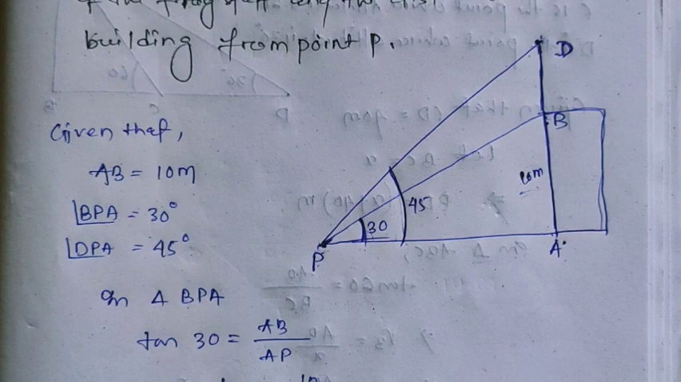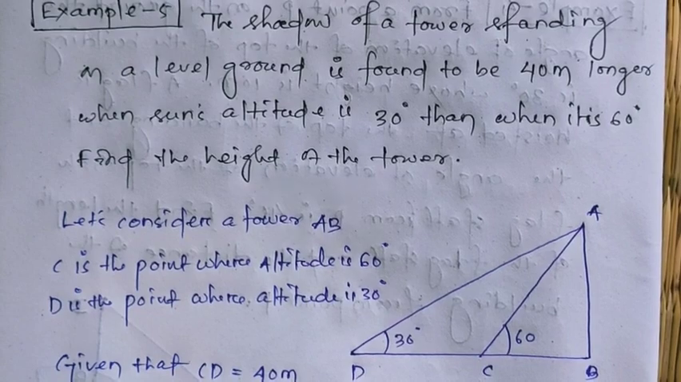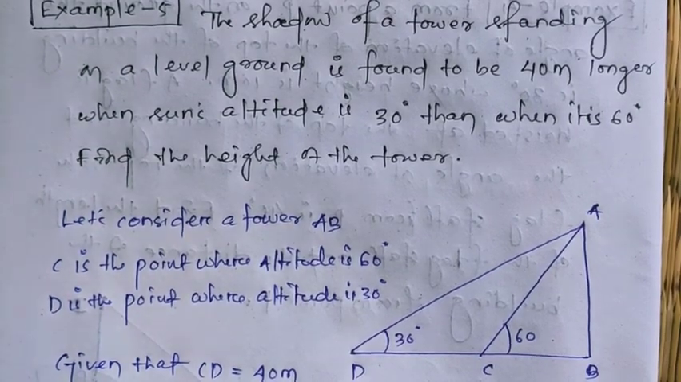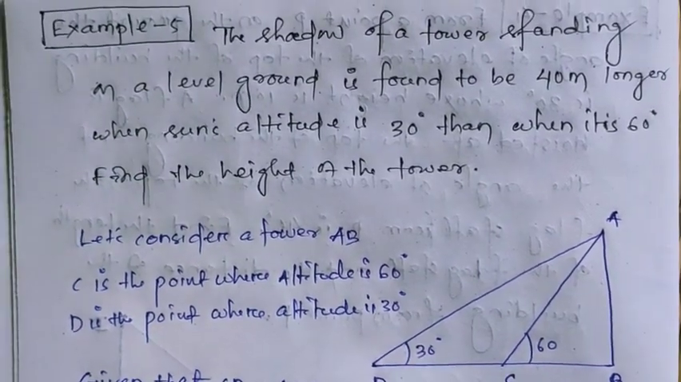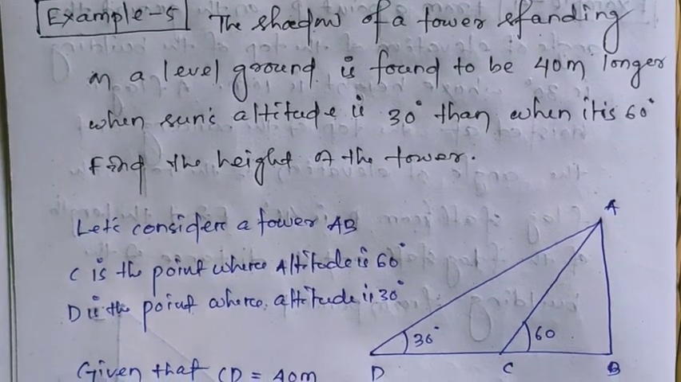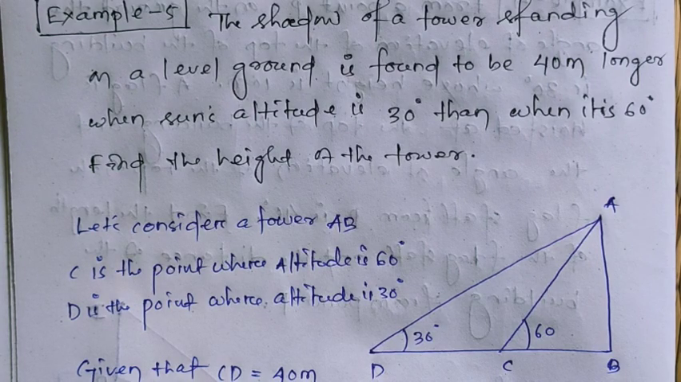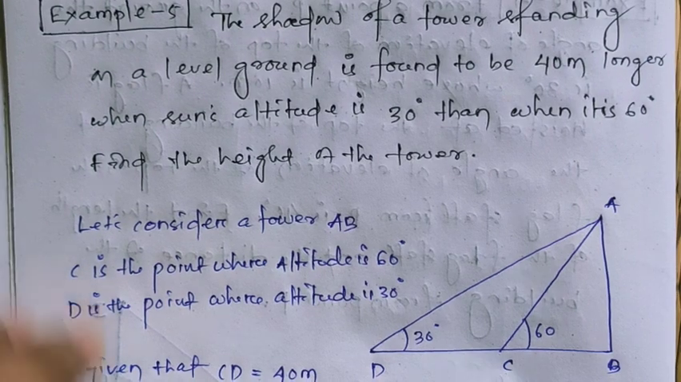Let's go to the next example, example number 5. So what is given? The shadow of a tower standing on level ground is found to be 40 meters longer when the sun's altitude is 30 degrees than when it is 60 degrees. Find the height of the tower.